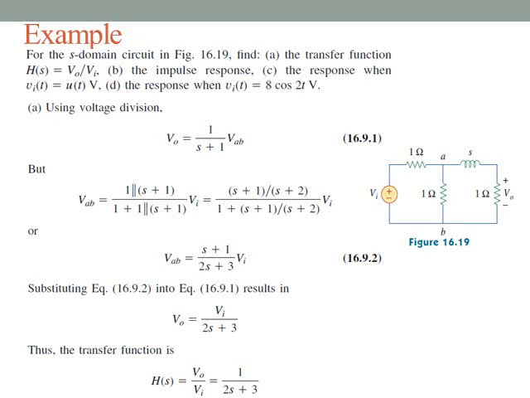So first of all we'll find out VAB and then we can find out V naught using equation 16.9.1. To find out VAB we need to find out the equivalent circuit, and in that equivalent circuit we know that 1 ohm is in series with S plus 1 ohms, and then using voltage divider again we can find out VAB. Once VAB is found we can use equation 16.91 to find out V naught, and once we know V naught we'll just divide it by Vi to find out the transfer function.